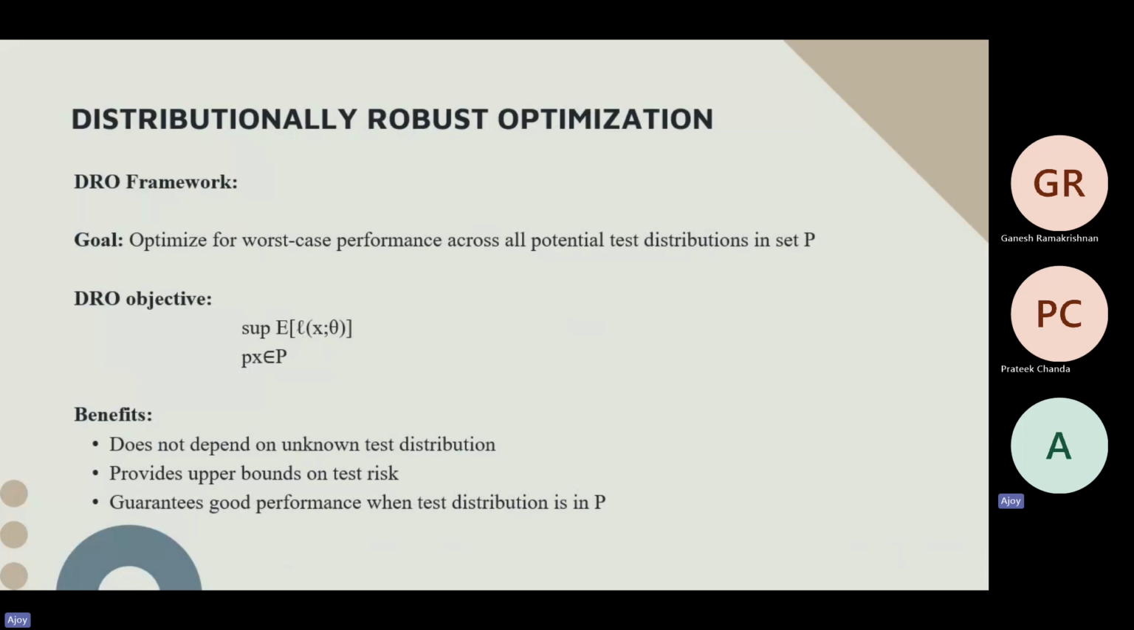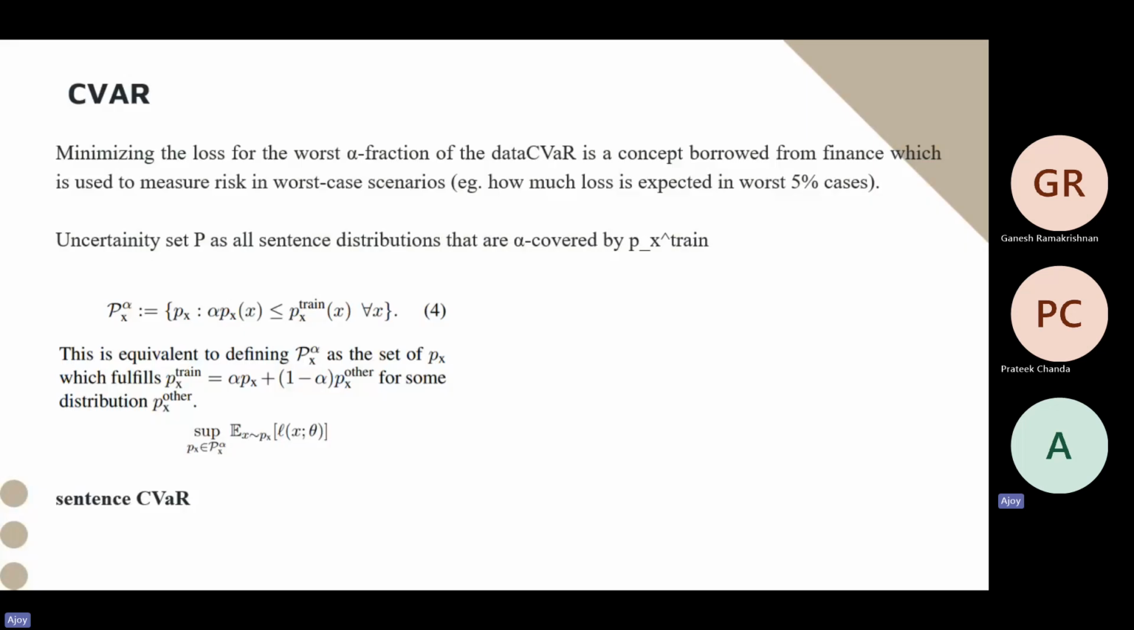Now, just backtracking a bit, talking about what DRO and CVaR are. With DRO, we are trying to optimize performance. That is the basic thing DRO is trying to do, and it has different ways of doing it. One of them was, next slide, CVaR.